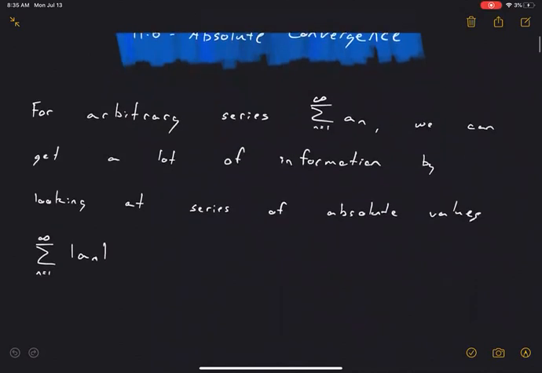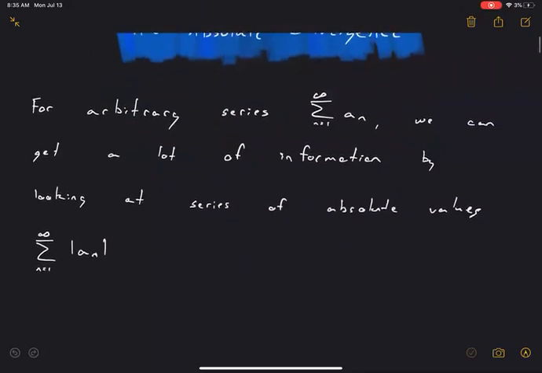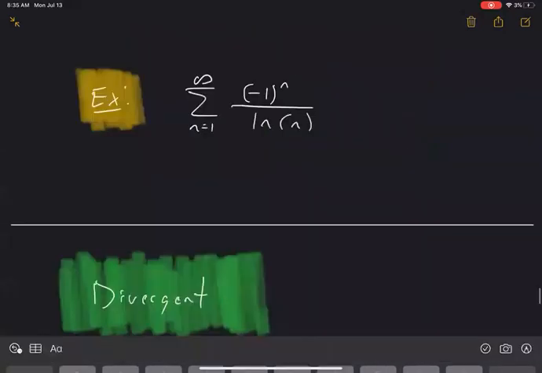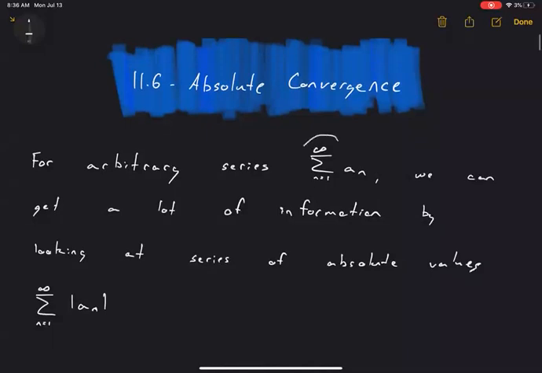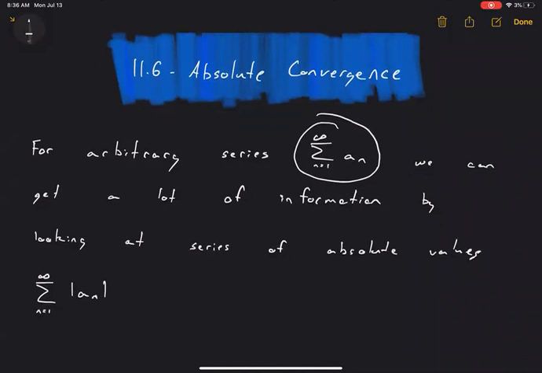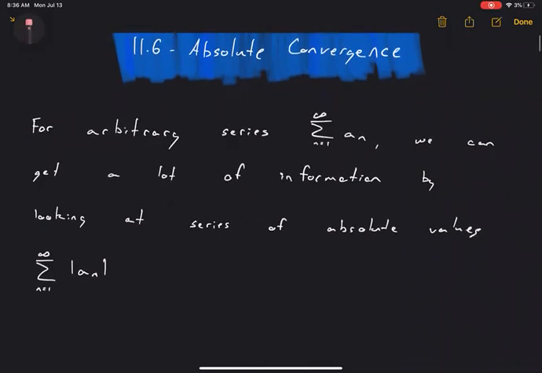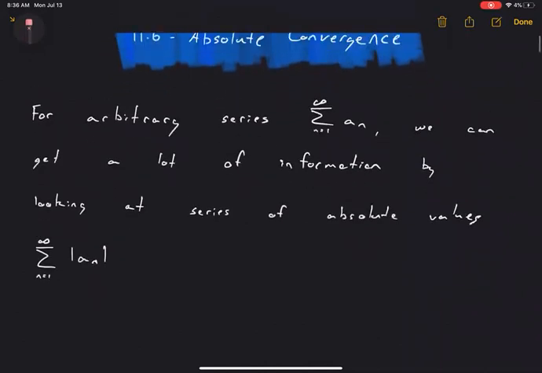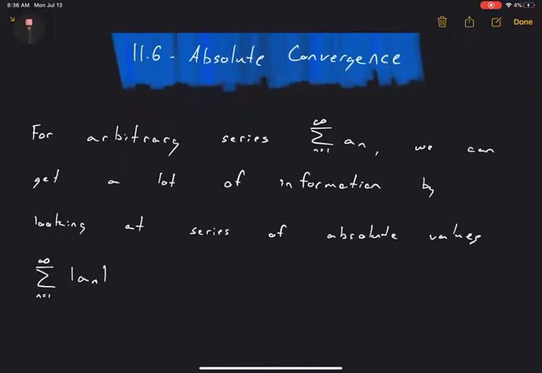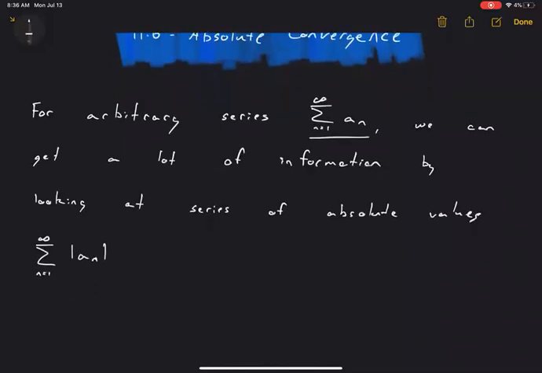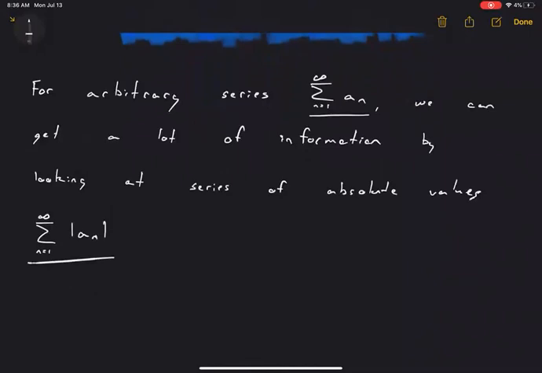So let's start with a series. Let's start with our normal series a_n. And when I say normal, that doesn't mean anything in particular. This could be any type of series: alternating series, geometric series, whatever. But we can get a lot of information about this series if we look at the series of absolute values.